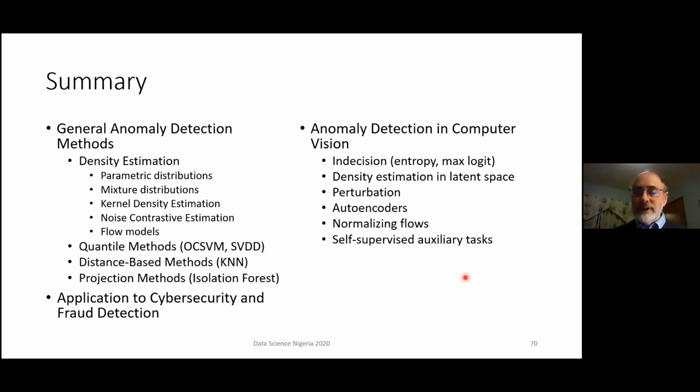I didn't have time to talk about anomaly detection in computer vision. Things are very confusing there. We do not really have good methods yet for computer vision. Probably the most successful approach is to introduce auxiliary tasks to a neural network that are self-supervised, and use the performance on the self-supervised task. If it's poor, then it suggests you shouldn't trust the main task.